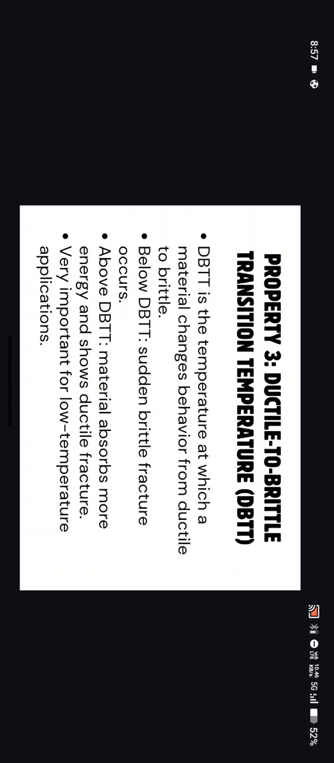Property 3 is the ductile to brittle transition temperature, which is also known as DBTT. DBTT is the temperature at which a material changes behavior from ductile to brittle. Below DBTT, sudden brittle fracture occurs, but above DBTT, the material absorbs more energy and shows ductile fracture. It is very important for low temperature applications.